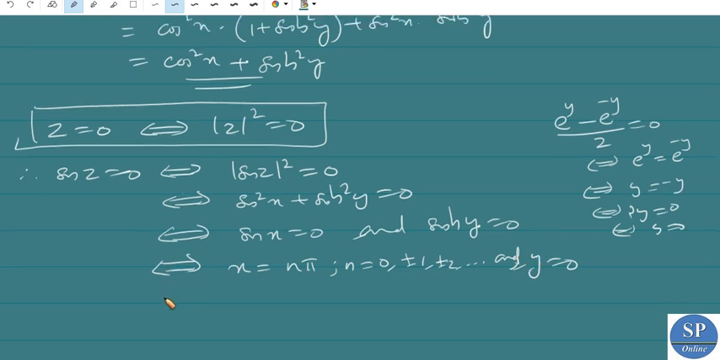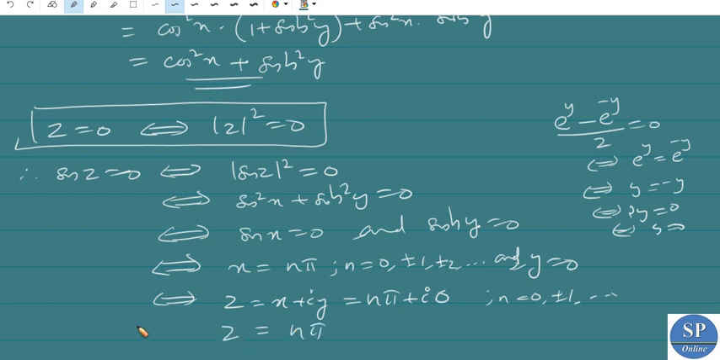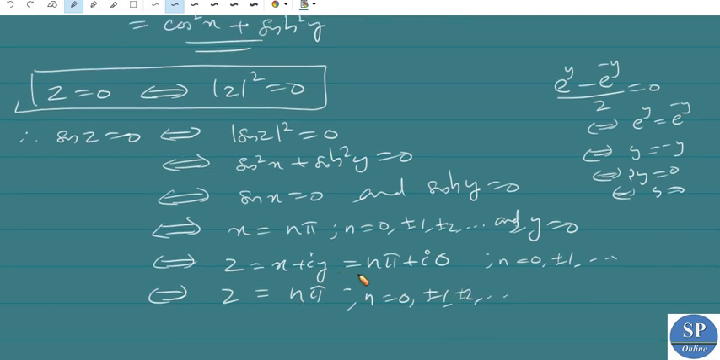That is if and only if z is equal to x plus iy, which is equal to n pi plus i into 0, for n equal to 0, plus or minus 1, plus or minus 2, etc. Okay, so this is nothing but the zeros of sin z are nothing but z is equal to n pi.